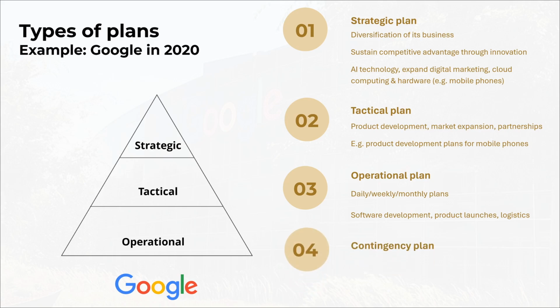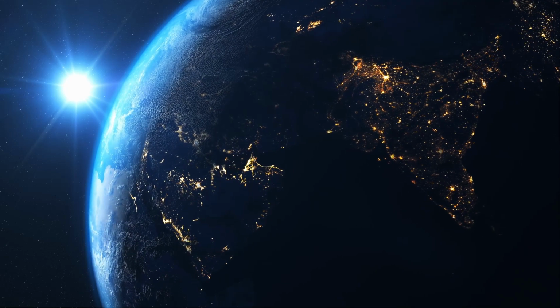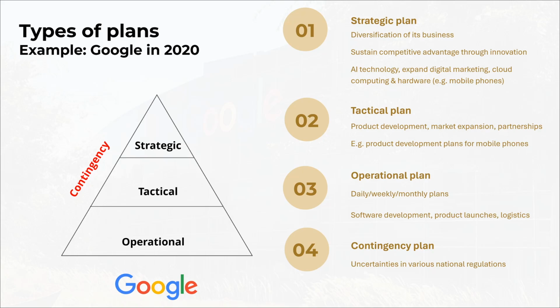And of course, being as big as Google is, it has its tentacles basically spread out all over the world. You need contingency or risk management plans. And Google in particular faced various uncertainties in various national regulations. These can differ quite a bit. So Google must adapt its products to the various national regulations of the countries in which it sells its products. And in particular, Google had some issues with antitrust rulings and data privacy laws.